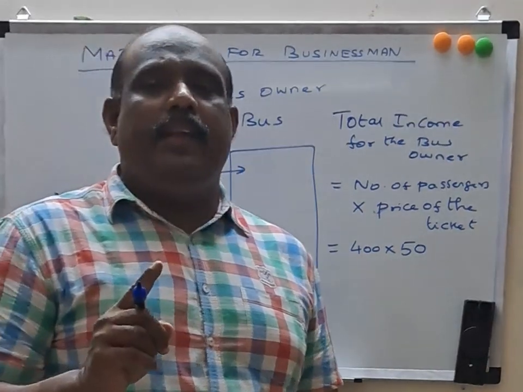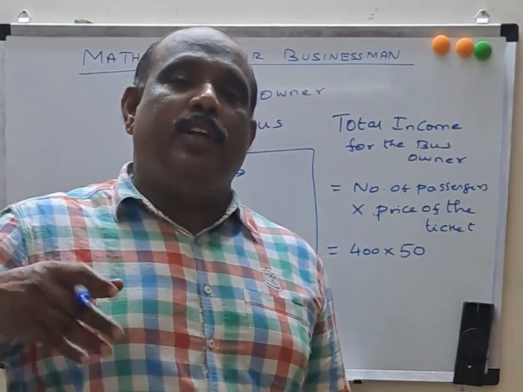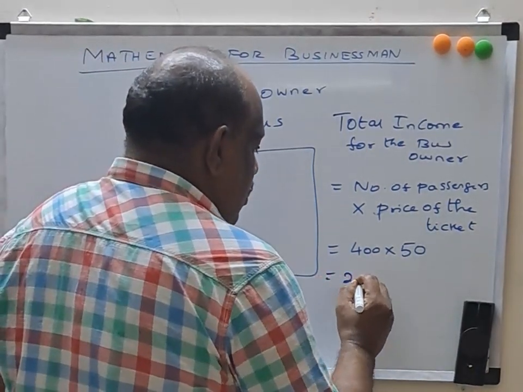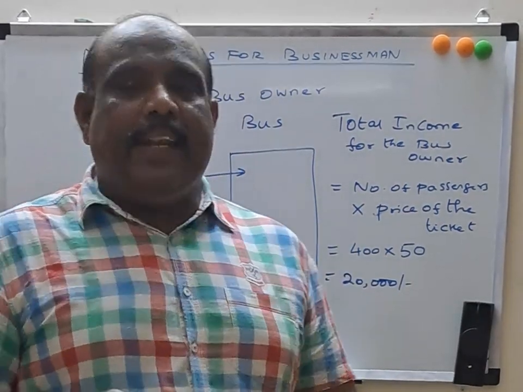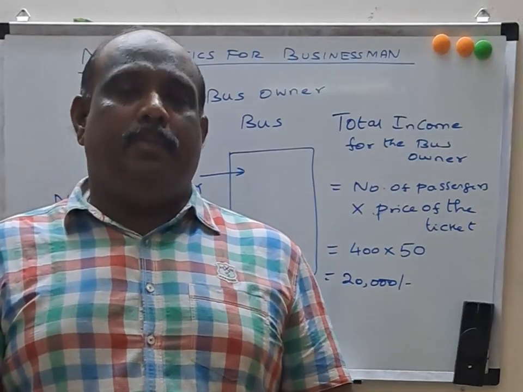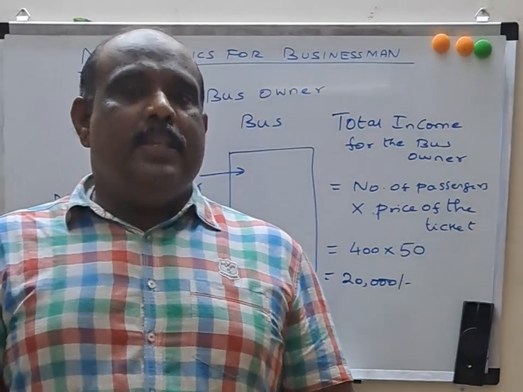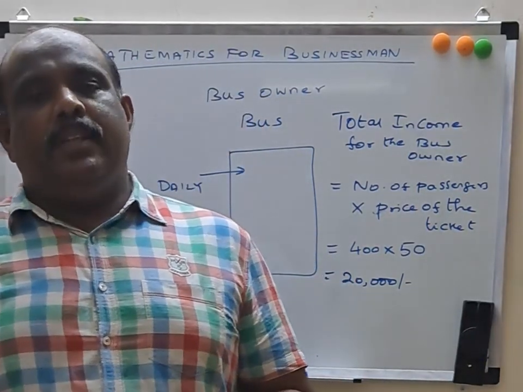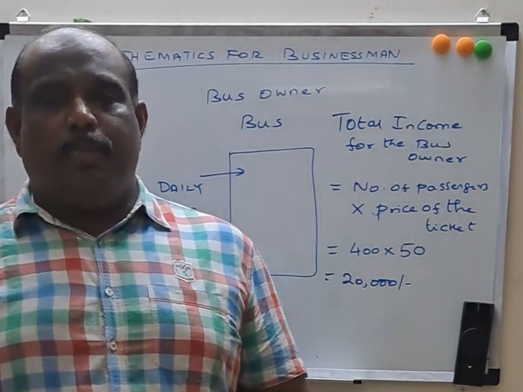If a person is traveling, he has to pay 50 rupees. If 400 persons are going to travel, what is the total income? So 400 into 50 will become 20,000. So the bus owner will get an income of 20,000 rupees. It's very simple mathematics. One pen costs 2 rupees, 5 pens cost 10 rupees. Similarly, one passenger is going to travel, he will give 50 rupees. If 400 persons are going to travel, it will be equal to 20,000 rupees.